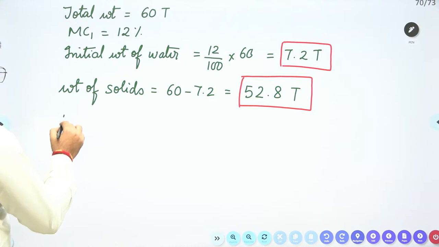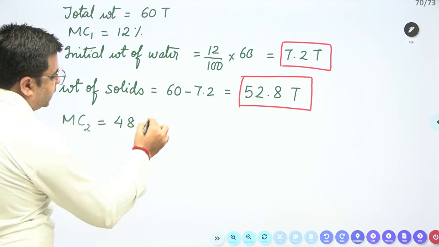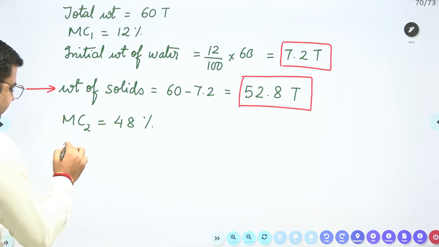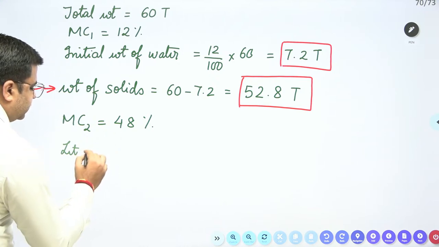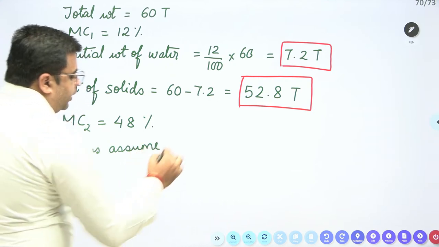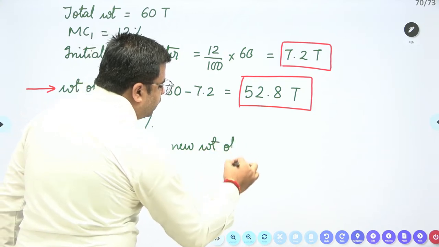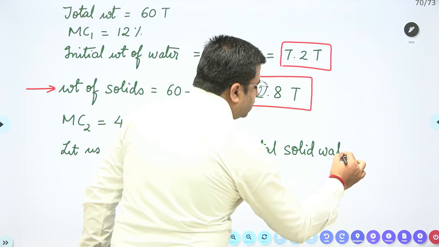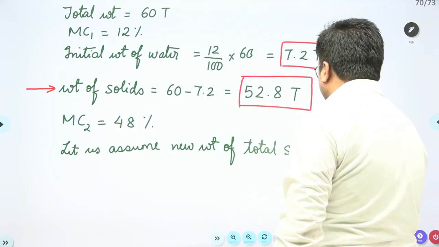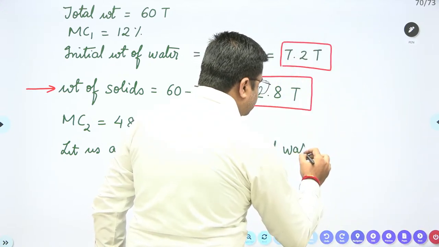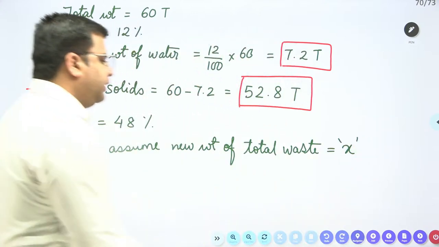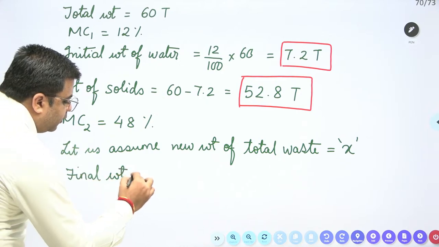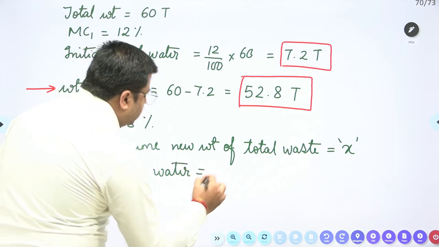If we talk about the moisture content final, it has to be 48%. So the weight of the solid is going to remain the same. Let us assume the new weight of total waste, with the increased moisture content, the new weight of total waste is x. So the final weight of water is 0.48 times x.